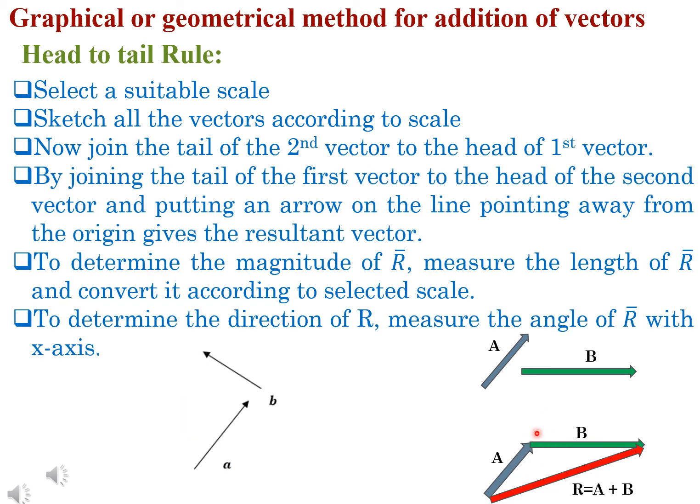By joining the tail of the first vector, vector A, to the head of the second vector, vector B, and putting an arrow on the line pointing away from the origin gives the resultant vector. To determine the magnitude of R, measure the length of R and convert it according to the selected scale. To determine the direction of R, measure the angle of R with x-axis.